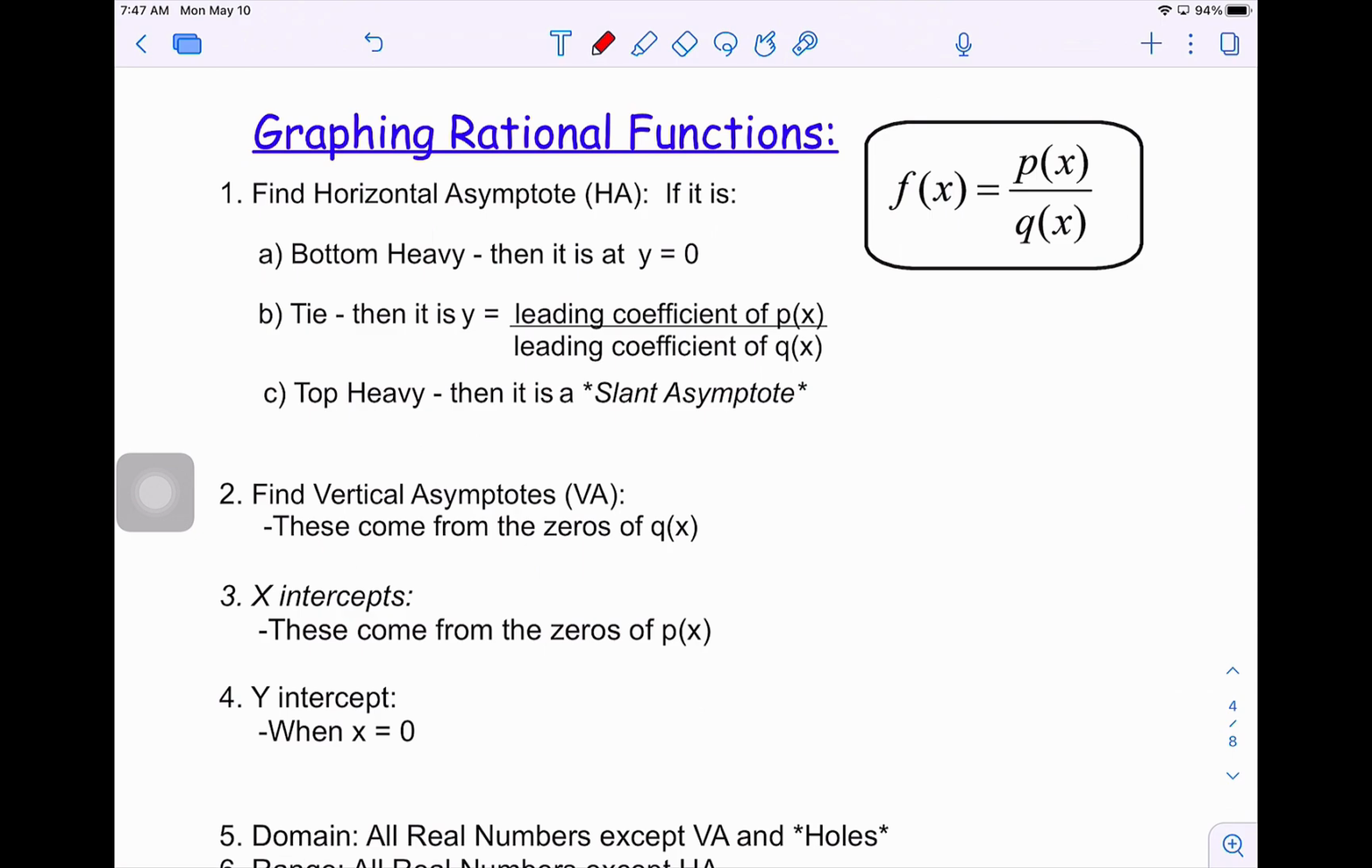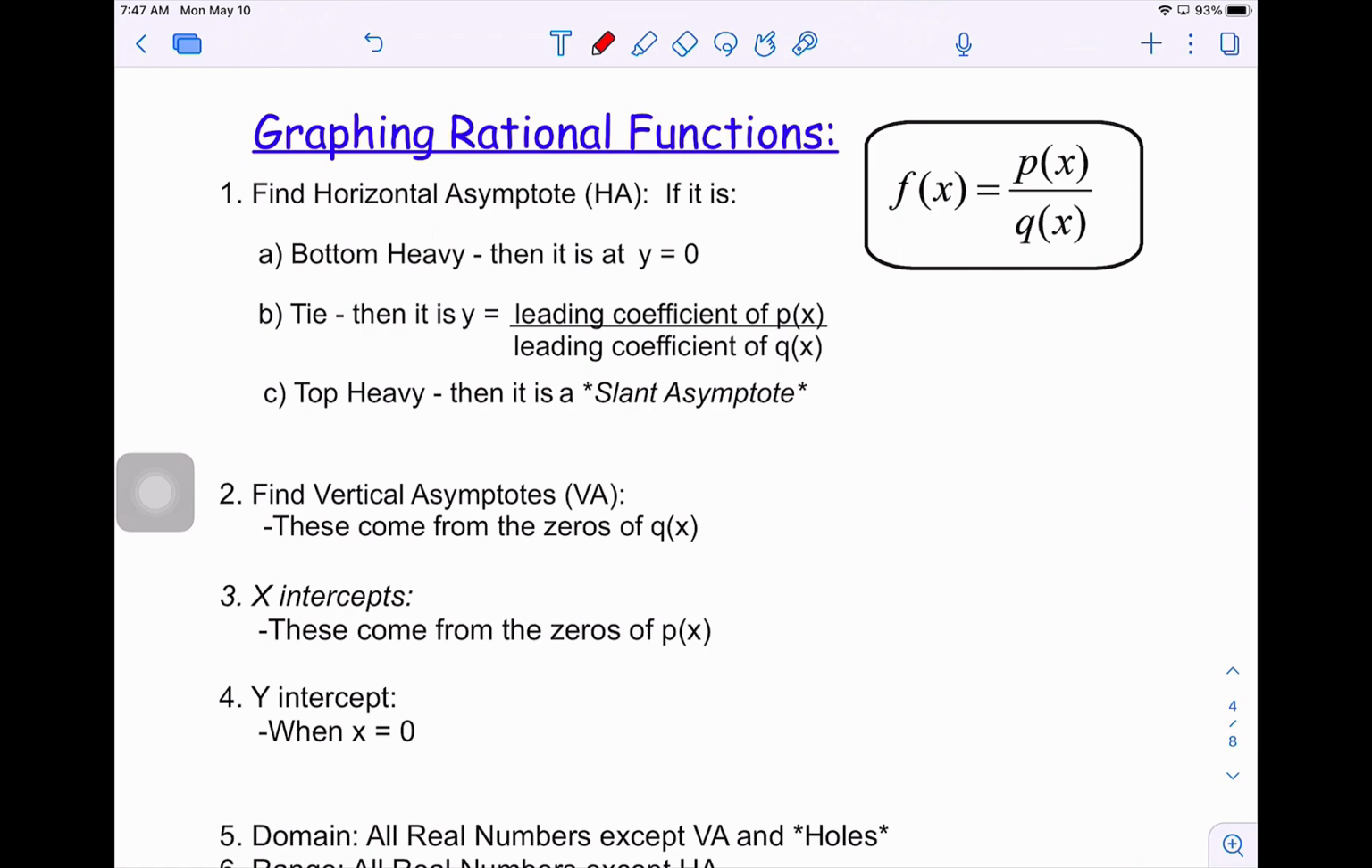First thing I'm always going to have you do is find the horizontal asymptote. Where is it located? Do I have one? Where is it? And basically there's only 3 options. Really, we're going to narrow it down to 2 options, because option 3 we're not going to worry about this year.